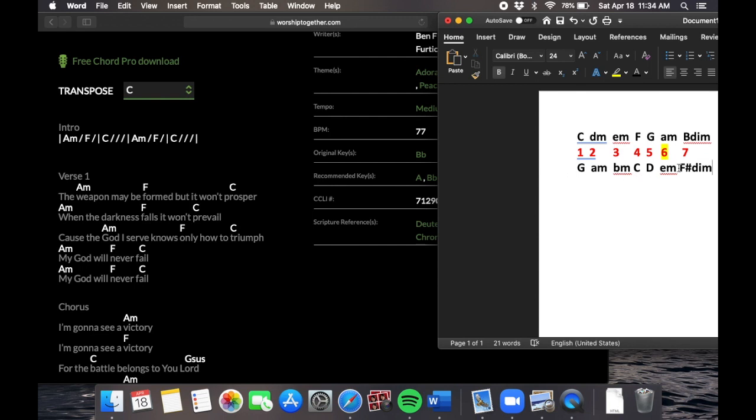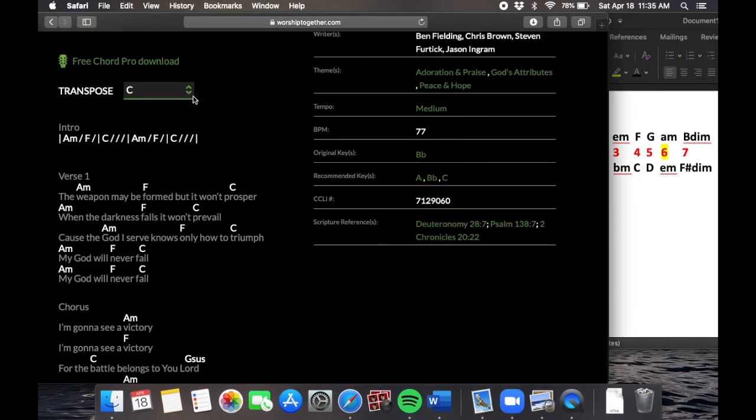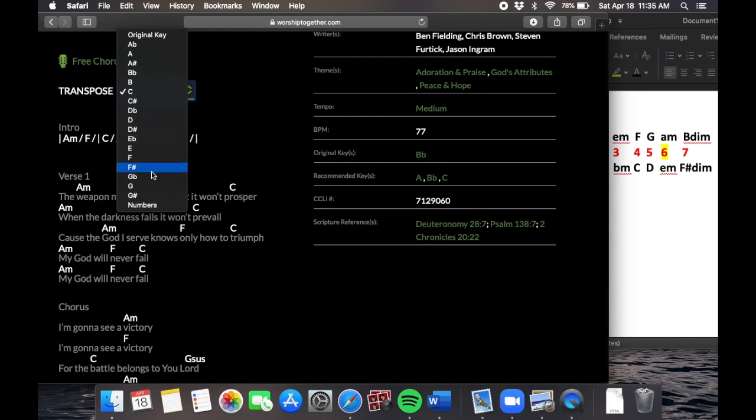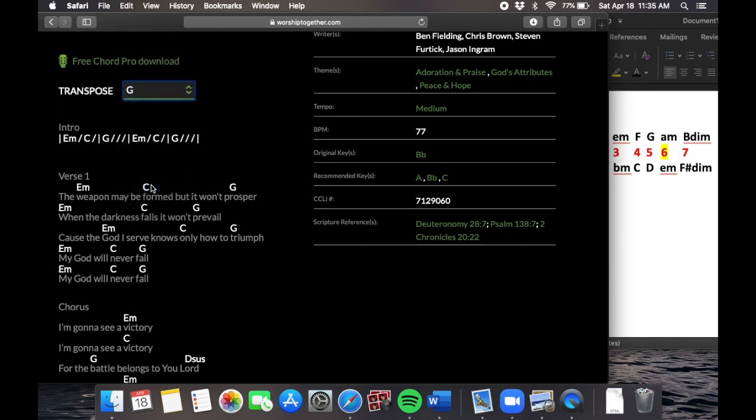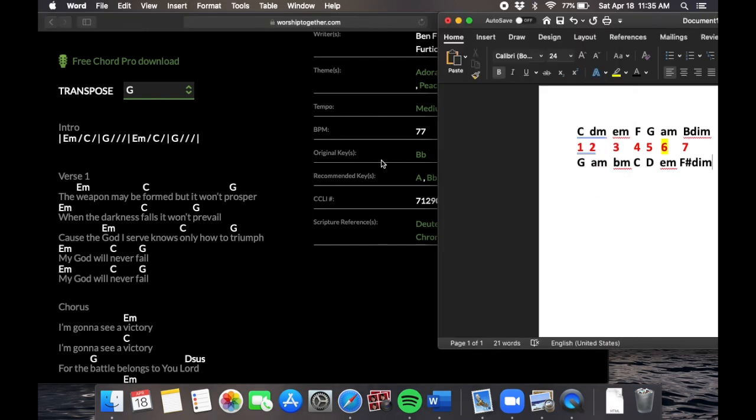Now we can go over here, switch this off to G. Notice how it changed, but the number stays the same. Check it out. It's E minor right here, excuse me. It's still the 6. So then the C would be the 4 and the G would be 1. And it'd be the exact same thing. 6, 4, 1, 6, 4, 1, 6, 4, 1, 6, 4, 1. And that is the beauty of the Nashville numeric system.